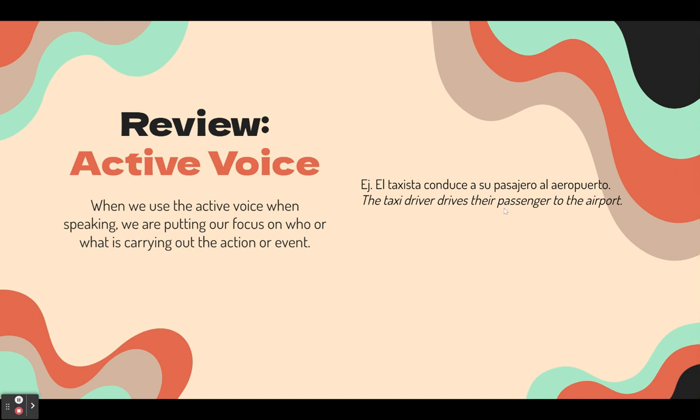So we're going to use this little example here and keep it in mind because we're going to reuse it when we go over to the passive, and we're going to use this as a base. For example, we have el taxista conduce a su pasajero al aeropuerto. So the taxi driver is driving their passenger to the airport. Pretty cut and dry. The taxi driver is the subject of the sentence, and even though the passenger technically is a living being, it's still considered the object of this sentence, so keep that in mind as well. Active voice is pretty straightforward. We're focusing on who's doing what, not what's actually happening.